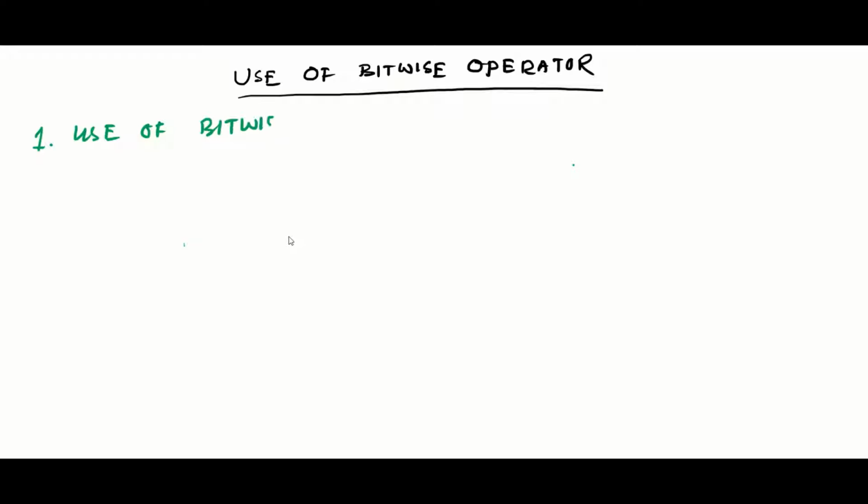Bitwise AND operator. Okay, let's see the first. We'll see one example where we use bitwise AND. For what purpose? To check whether a number is odd or even.